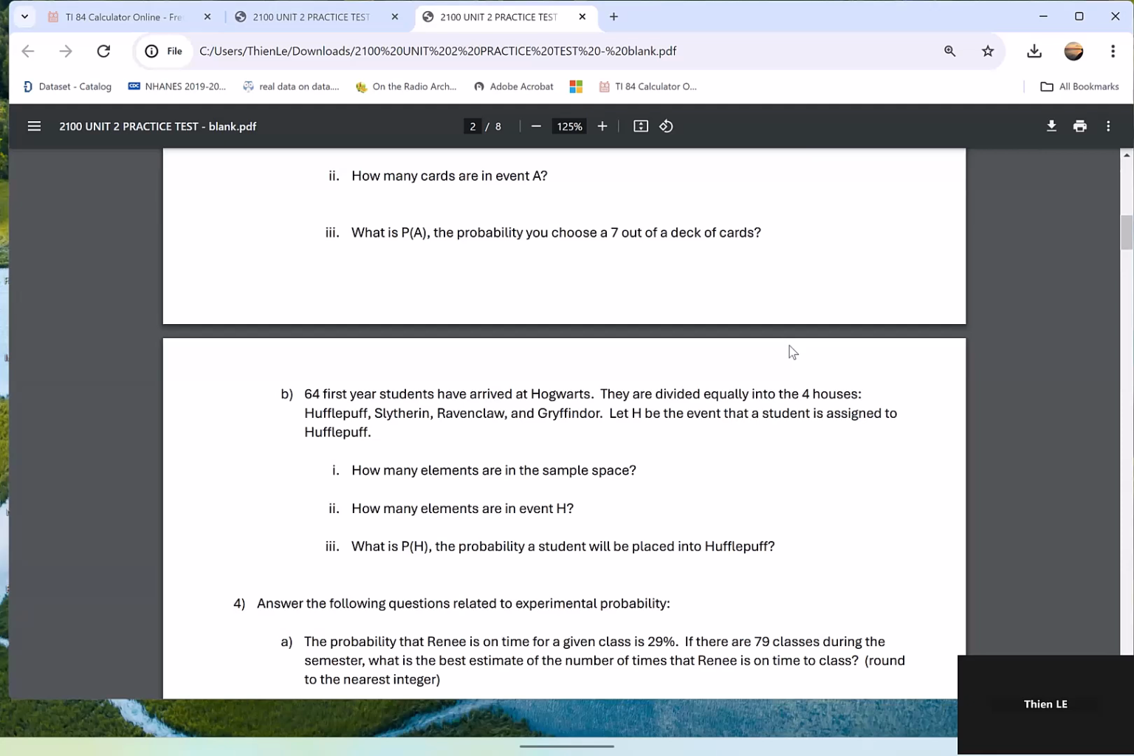But we can also understand it more intuitively, in the sense that you have four houses, right? And you are randomly assigned. So basically, the probability you get assigned to Hufflepuff will be 1/4.